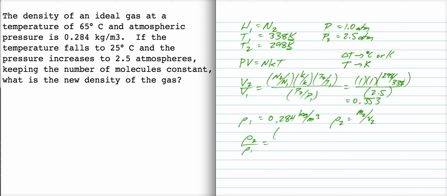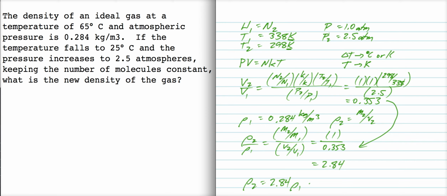So rho 2 over rho 1 is M2 over M1 times the ratio of V2 over V1. Now M2 over M1, that's just 1 because the number of molecules doesn't change. And V2 over V1, well, I just calculated that. It's 0.353, so this works out to be 2.84. Therefore, rho 2 is equal to 2.84 rho 1, which is 0.81 kilograms per cubic meter. Probably should just keep that as 2 sig figs.